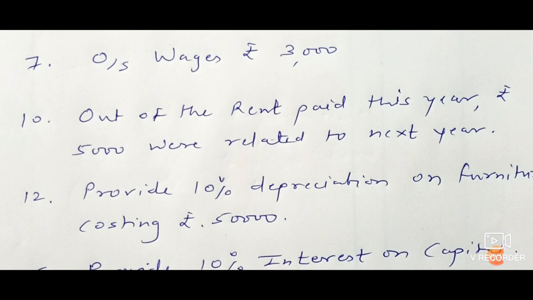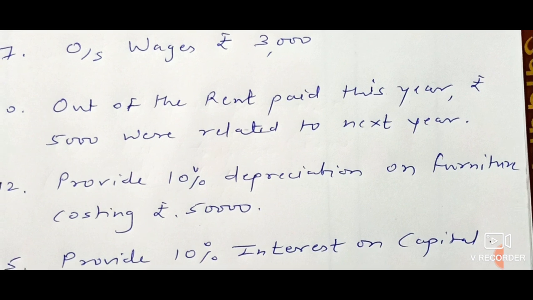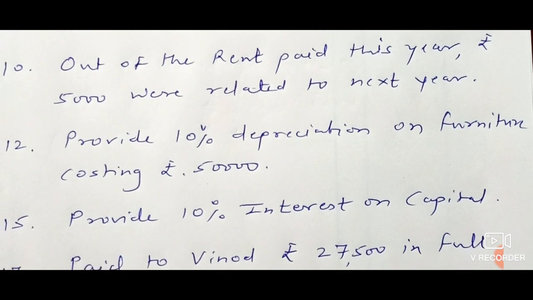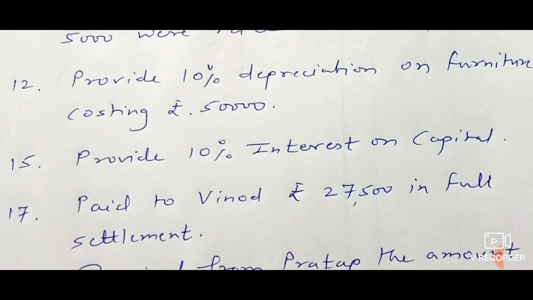7th June, outstanding wages rupees 3,000. 10th June, out of the rent paid this year, rupees 5,000 were related to next year. 12th, provide 10% depreciation on furniture costing rupees 50,000. 15th June, provide 10% interest on capital.